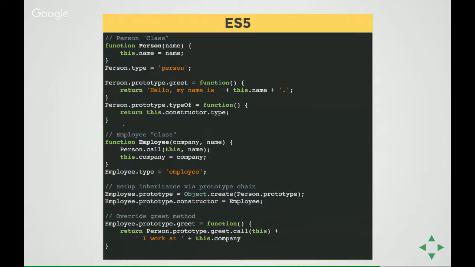I'm going to take the prototype object property of the employee function, and I'm going to assign it a new object that is based on the prototype of the person function. So now person's prototype object is in my prototype chain.